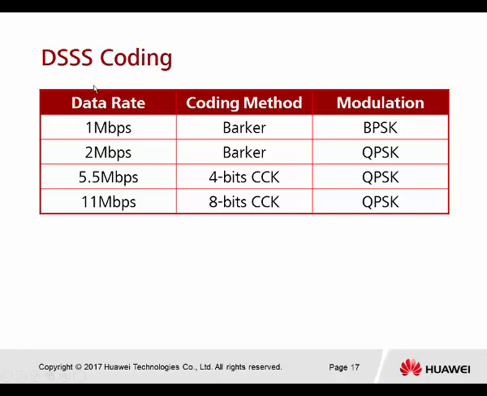Okay, then this is the DSSS coding. If you're using the coding mode with the Barker code, with the Barker in the BPSK we can achieve 1 megabit per second. If the modulation is QPSK, so the QPSK using the Barker coding method, we can get 2 megabit per second. And then we try using the 4-bit CCK. The 4-bit CCK allows us to achieve 5.5 Mbps, and of course the 8-bit can achieve 11.